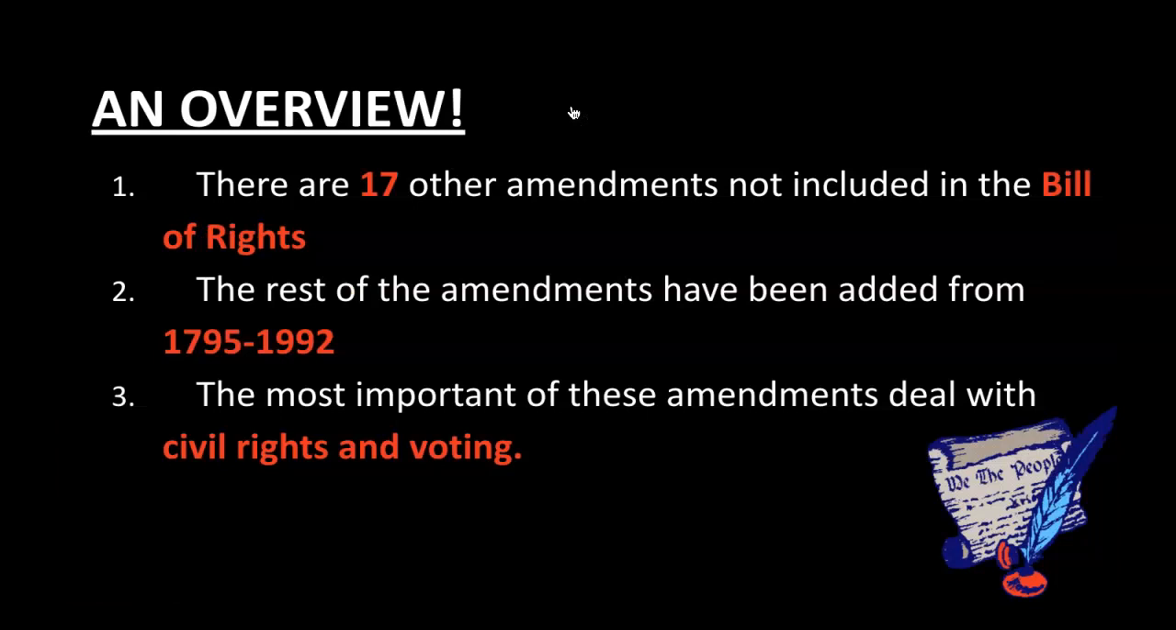There are 17 other amendments not included in the Bill of Rights. The rest of the amendments have been added from 1795 to 1992. That's a long time. The most important of these amendments basically deal with civil rights issues and voting, and expanding the democratic process for citizens across the land. So please listen closely, because these are all the amendments numbers 11 through 27.